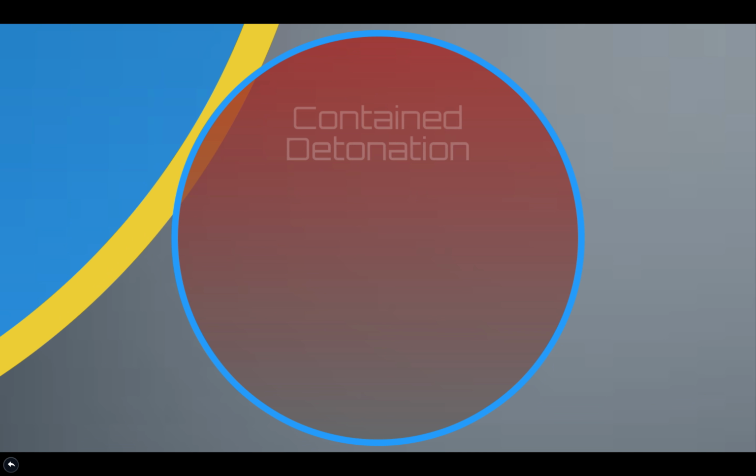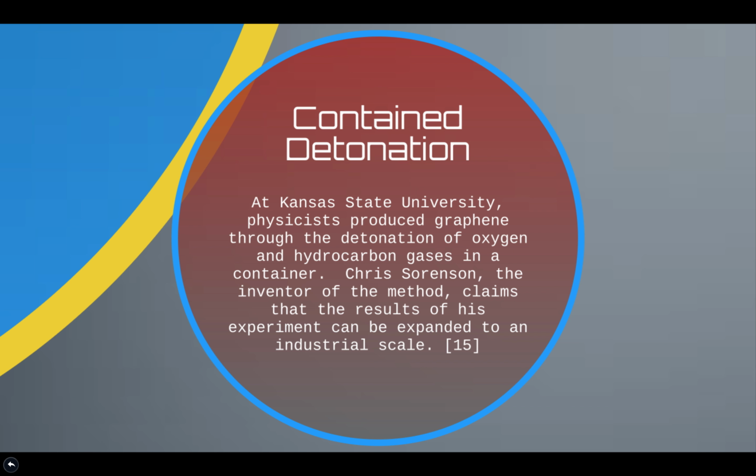The most promising new method of producing graphene is through contained detonation. Physicists at Kansas State University were able to produce graphene by detonating a mixture of oxygen and hydrocarbon gases in a container. This method is promising because the graphene produced is pure and is believed that it can be expanded to an industrial scale.